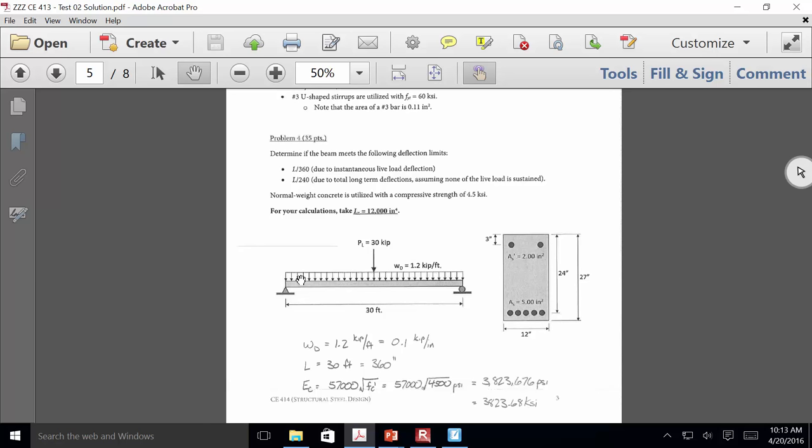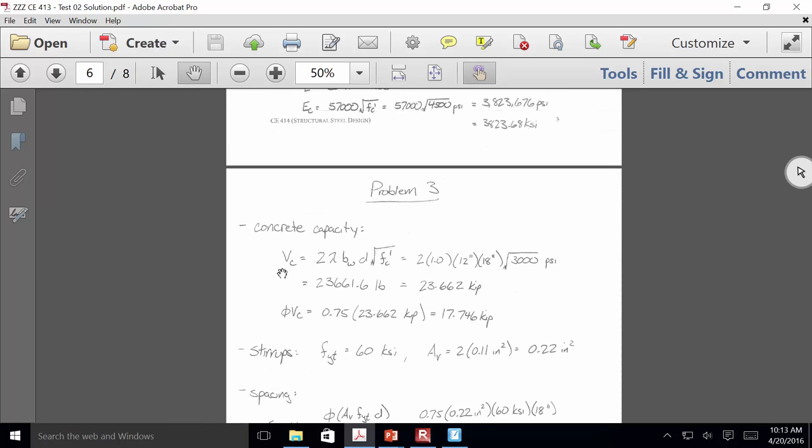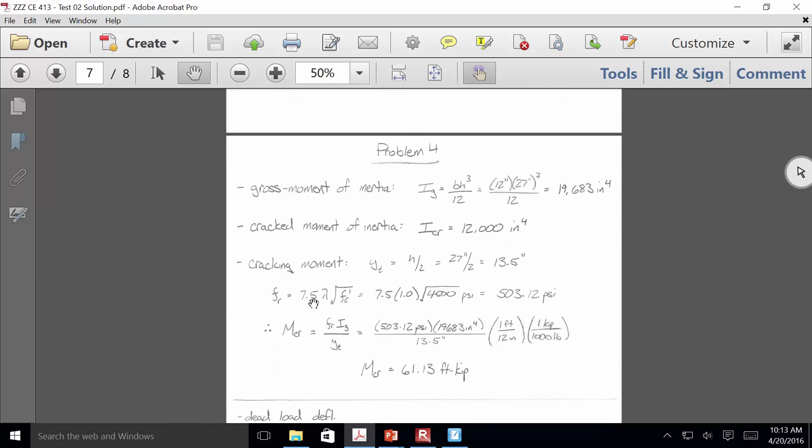So I went ahead here and I've just got some unit conversions, which is another thing. There were a lot of units issues on this problem, a lot of units issues. When you write out your units, I guarantee you have a better chance of getting the right answer, okay? So let's get into it. Problem number four: the gross moment of inertia and cracked moment of inertia you were given.